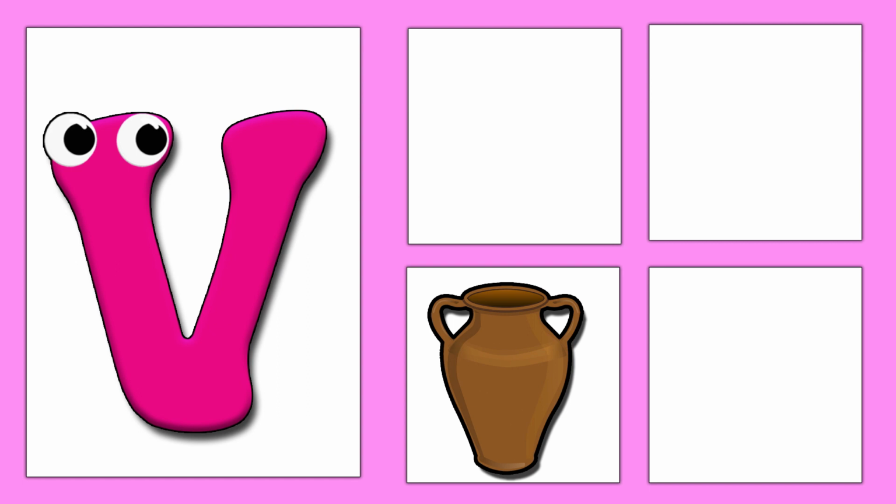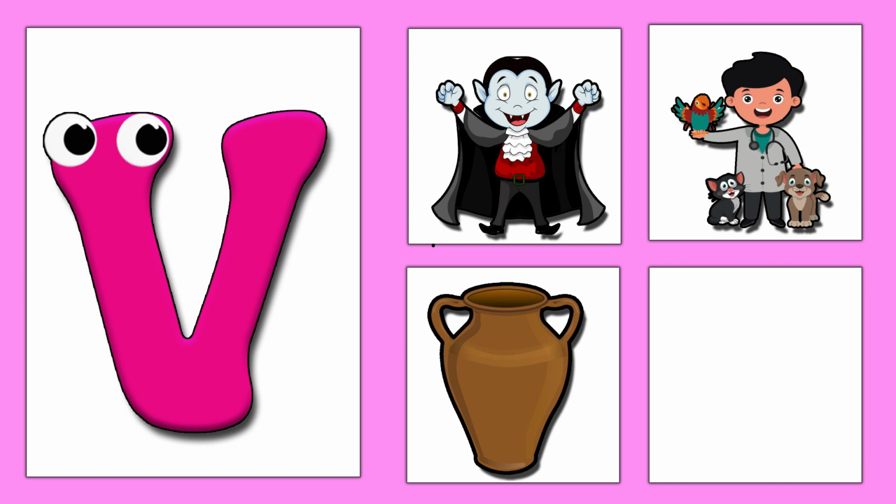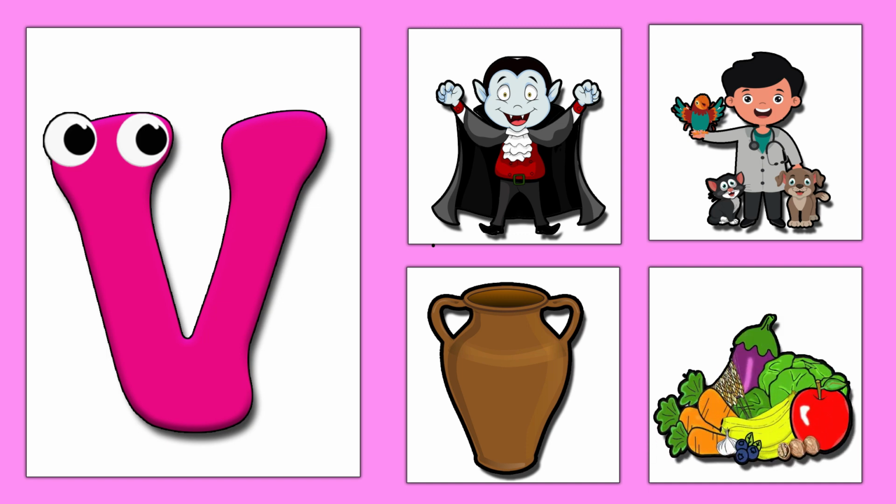V is for vase. V is for vampire. V is for vet. V is for vegetables.